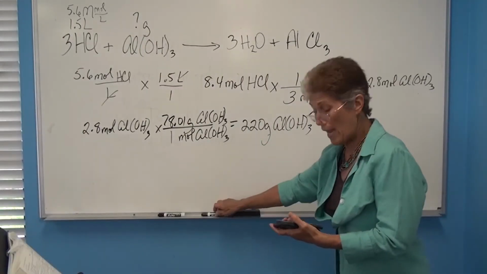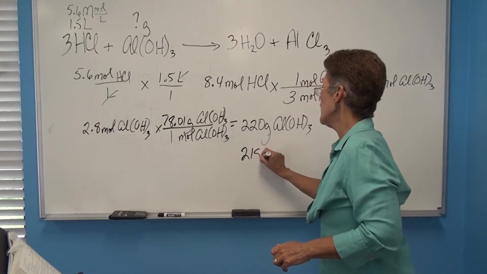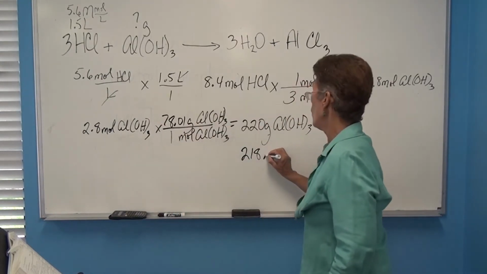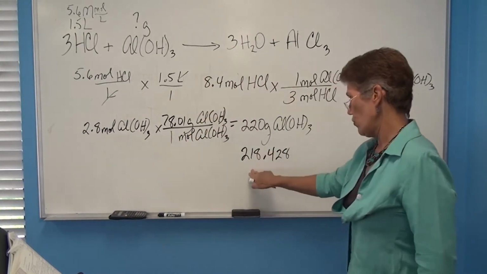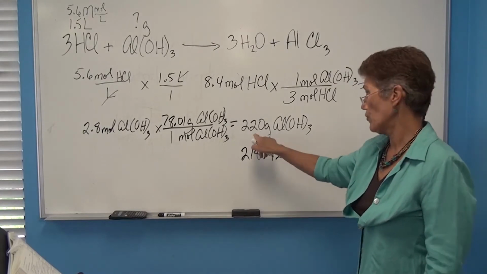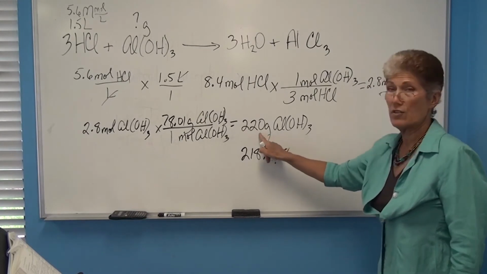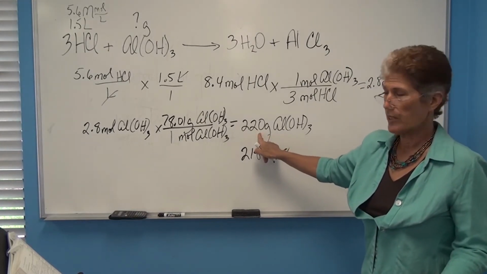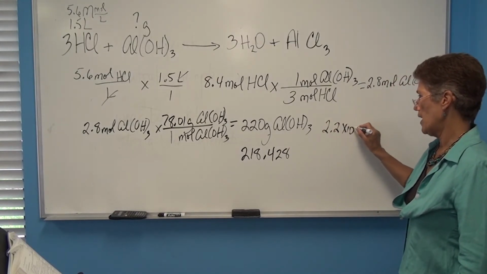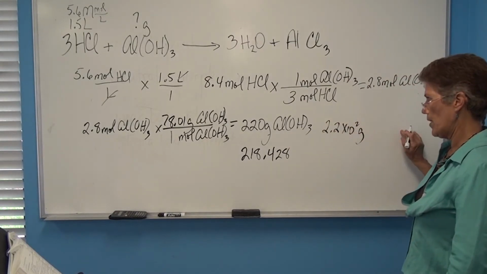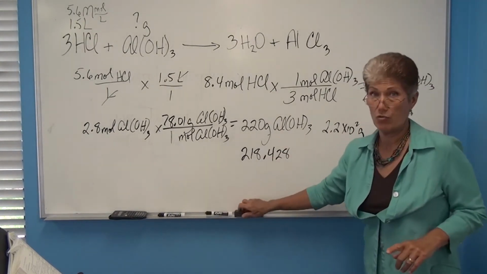Now, what came out of your calculator, that's why I wanted to look, what came out of your calculator was 218.428. But you have 2 significant figures over here. You have to represent this in 2 significant figures. So you could have written it as 220 that way, because that's 2 significant figures. That 0 is not to the right of the decimal at the end of the number. Or you could have written it as 2.2 times 10 to the second grams of aluminum hydroxide. But it had to be this way. It couldn't be this way. Make sure for your test that you do that correctly.